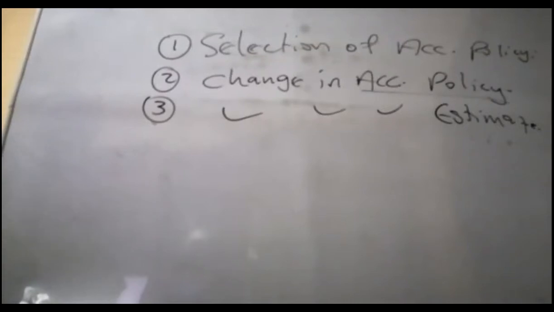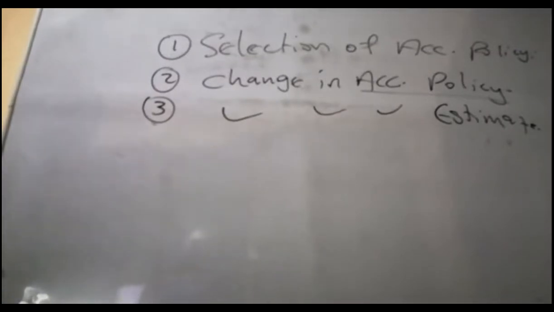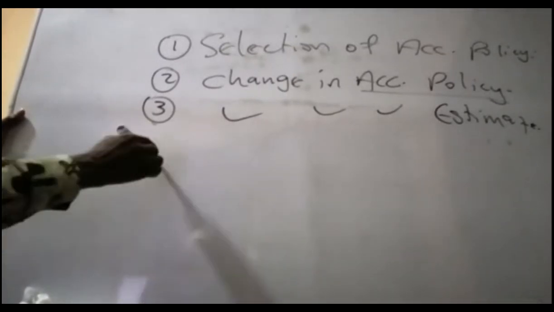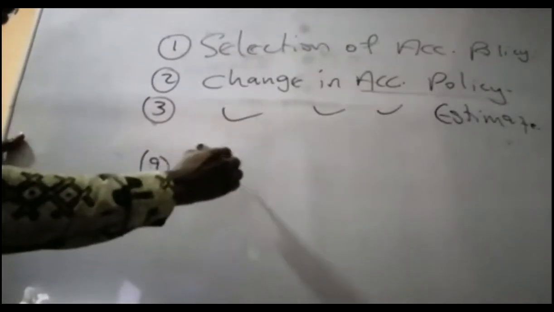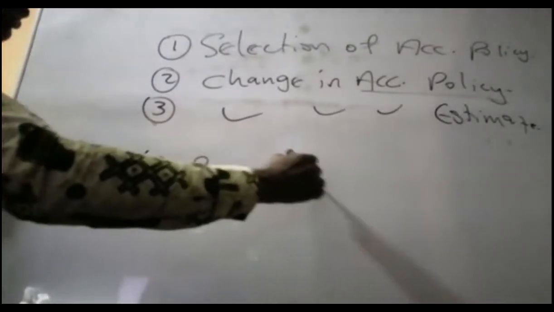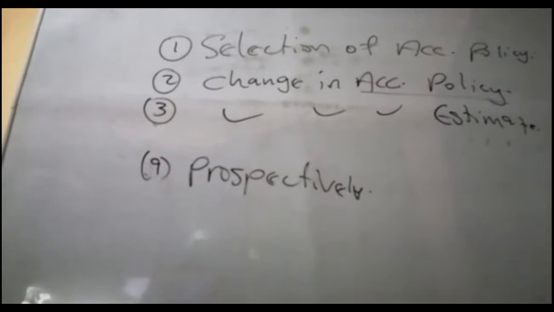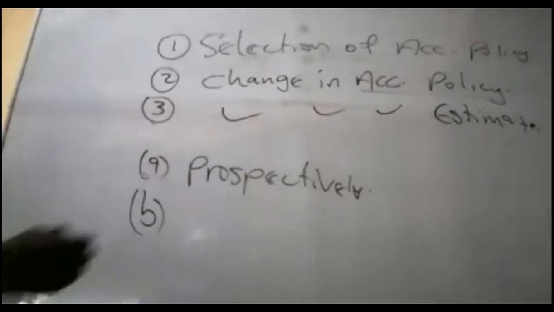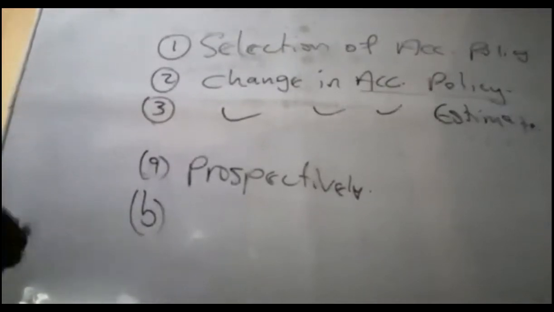Now, accounting estimates, let me just go straight forward. The accounting treatment of change in accounting estimate is that you apply the change prospectively. We call it prospective application. It means do not adjust the opening balance of the retained earnings. Instead, apply the change in the current year onwards.